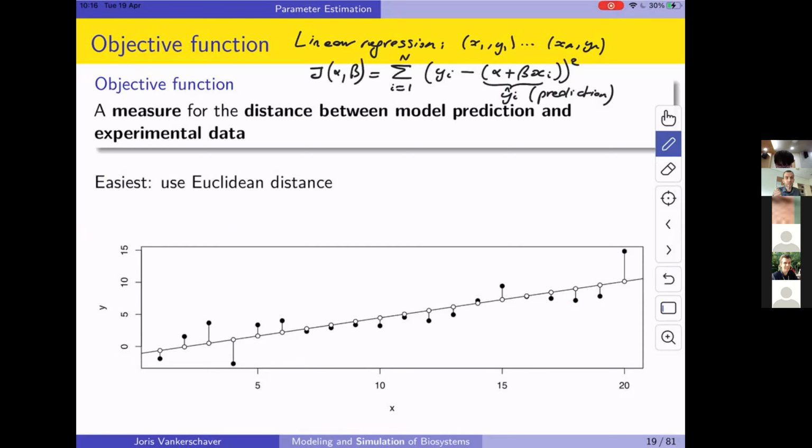So if I plug in different alpha and different beta, then I'm going to get a different sum of squares on the right-hand side, and the value of my function is going to change. But what I want to do for linear regression and also for higher models is find the alpha and the beta that make this objective function as small as possible.